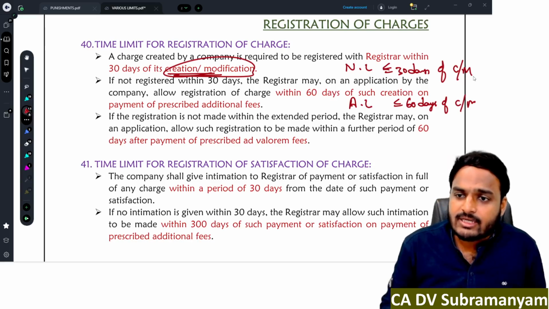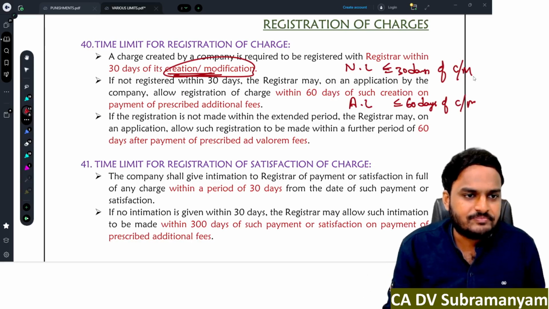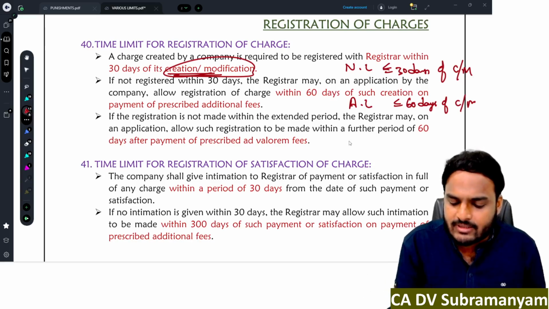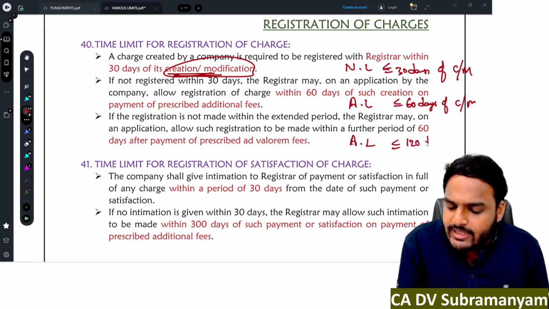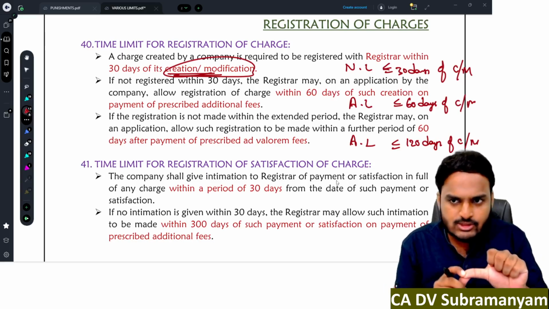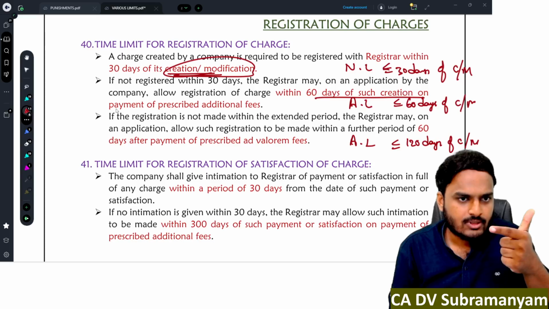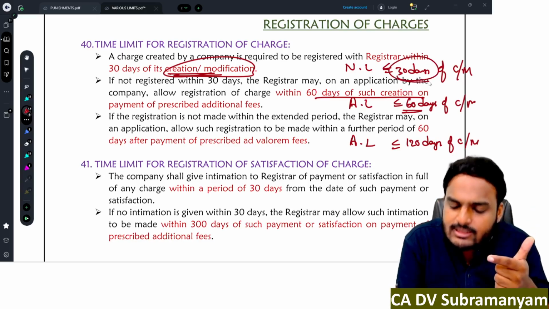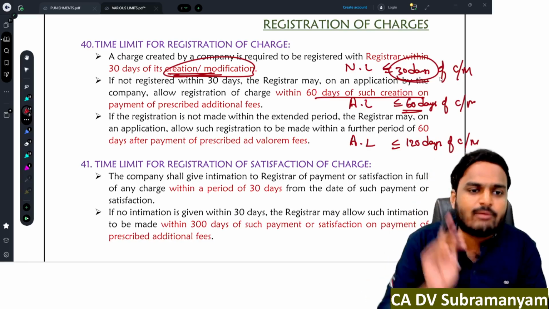If that failed, in that case, additional time limit, further period. Understood? So additional time limit, it is 120 days of creation or modification. If you read that provision, first 30 days, next 60 days of such creation. So that means this 60 is including this 30. It's not 30 plus 60 equals 90. It is 60 including above 30.